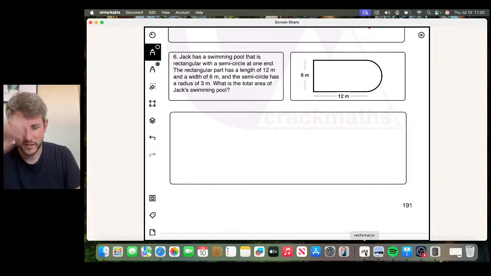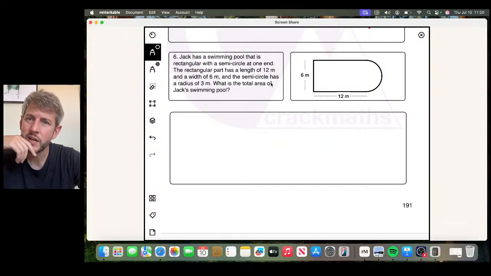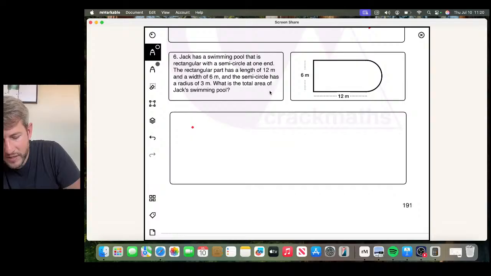Okay, right, question 6. Jack has a swimming pool that is rectangular with a semicircle at one end. The rectangular part has a length of 12 metres and a width of 6 metres, and the semicircle has a radius of 3 metres. What is the total area of Jack's swimming pool? Okay, so the semicircle is going to... Oh, they've given us the radius. Oh, that's nice. So it's going to be 3.14 times 3 squared, divided by 2 because it's a semicircle. And then we've got 6 times 12 for the rectangle.